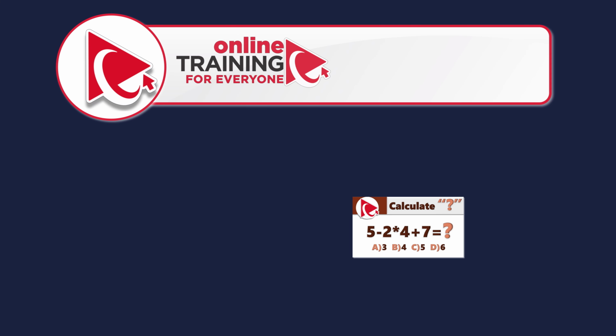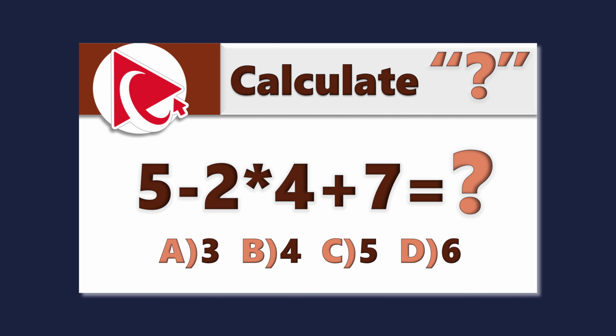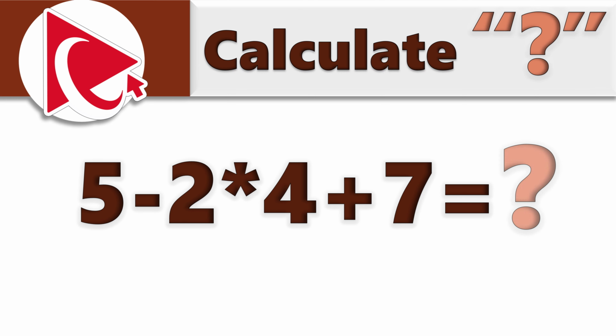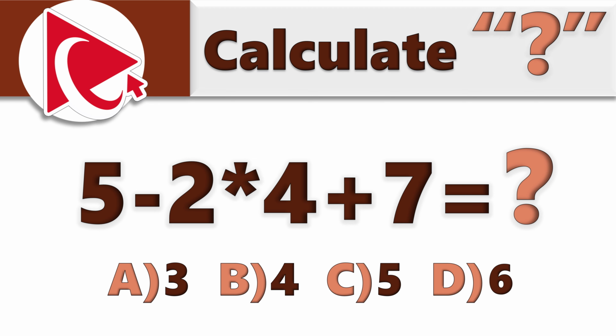Get ready for a mind-bending question that will make you question your own existence. Well, maybe not to that extreme, but definitely a cognitive workout. You're presented with the very simple expression 5 minus 2 multiplied by 4 plus 7 equals question mark. The question mark is the value that you need to calculate. Once calculated, select your answer out of 4 possible choices. Choice A, 3, choice B, 4, choice C, 5, and last but not least, choice D, 6.